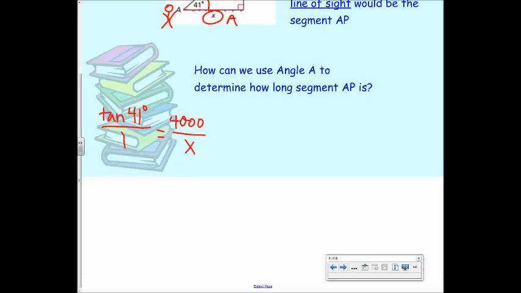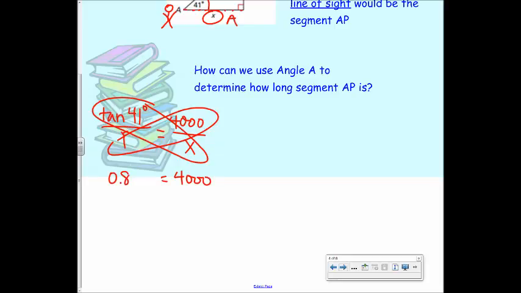So then how do I solve this? Multiply tan 41 by x. So first thing you have to do is tan 41 on your calculator to get that decimal. And I get 0.87. Are we rounding? Yeah. Okay, so 0.87x equals 4,000.